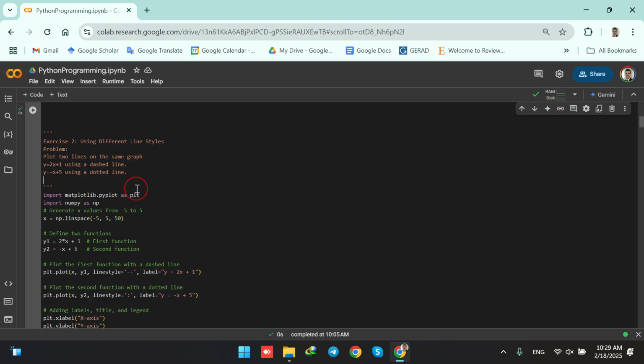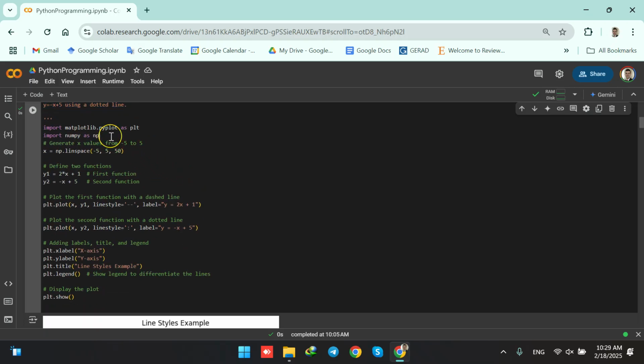We would like to plot these two functions, and for the first one we are willing to use a dashed line, and for the second one we are willing to use a dotted line. Okay, so two different line styles.